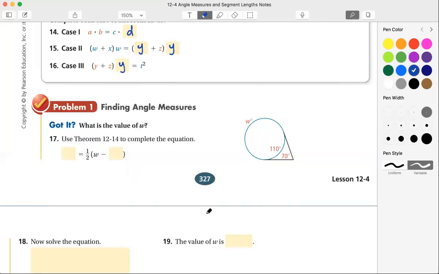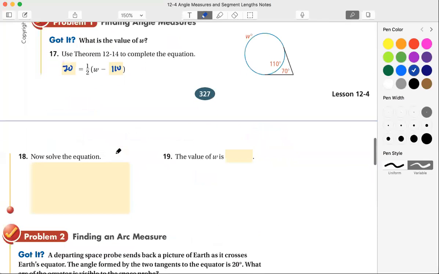All right, so number 17. Use theorem 12-14 to complete the equation. So we know that 70 is going to equal 1/2 of W minus 110. Now let's solve that equation. We have 70 equals 1/2 of W minus 110. Multiply both sides by 2, so we have 140 equals W minus 110. I'm going to add 110 to both sides, so I get 250 equals W. So the value of W is 250.